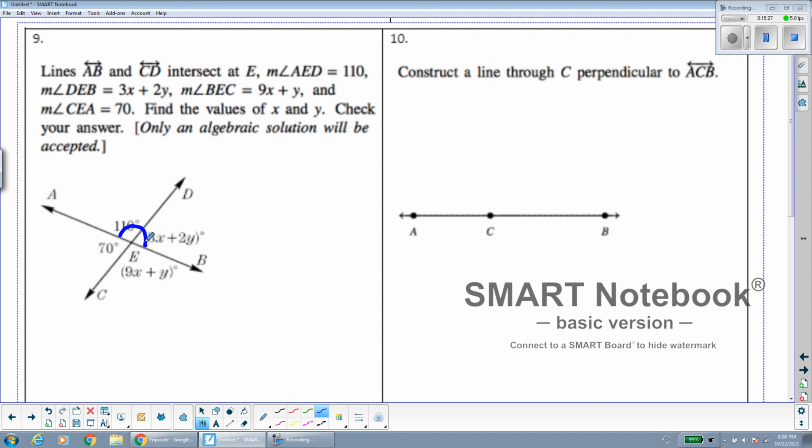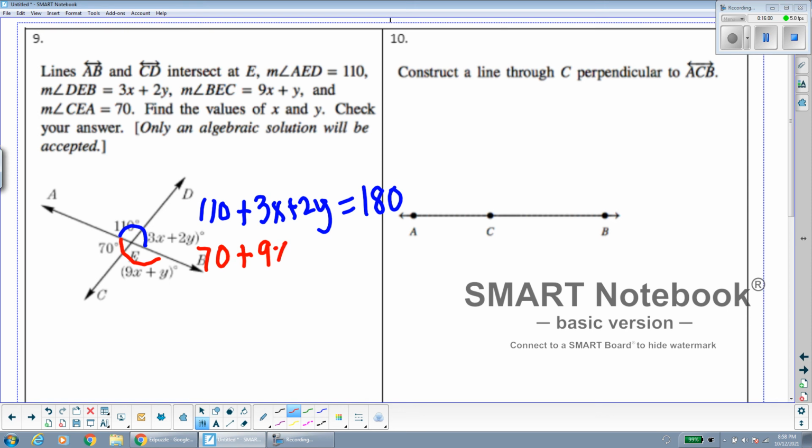I know that these two angles together make a straight angle. And I also know that these two angles together make a straight angle. So let me set up some equations that say that. The two angles in blue, 110 and 3x plus 2y, if we put them together, we should get a straight angle, 180 degrees. And in red, we have a 70-degree angle. And if we put that together with the 9x plus y angle, we should get a straight angle as well.